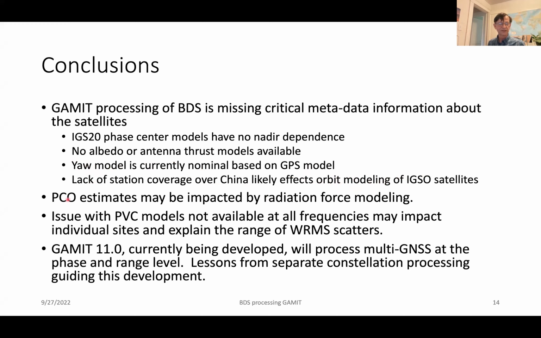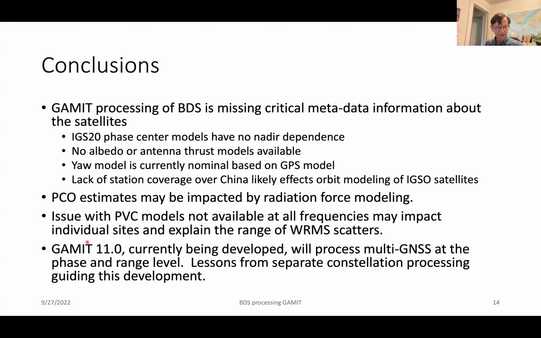Again, one thing to be cautious of is the PCO estimates we're getting at the moment. We know from earlier studies that they certainly can be affected by the radiation force modeling in the processing. And again, we do have some stations where the phase center variation models for the antennas are not available at all frequencies. We know that's an issue with Galileo as well, and so we're still looking at how that affects our radiation effects.